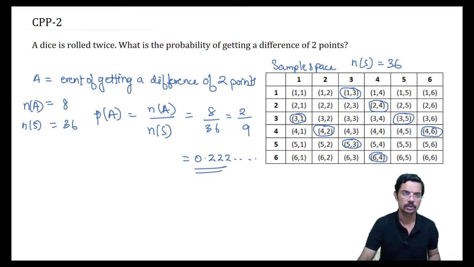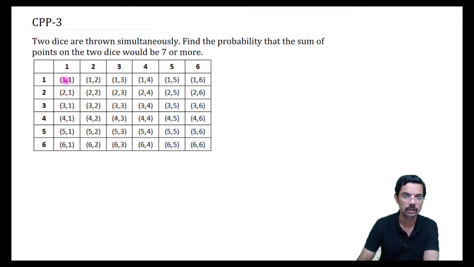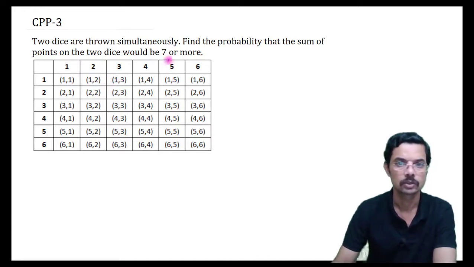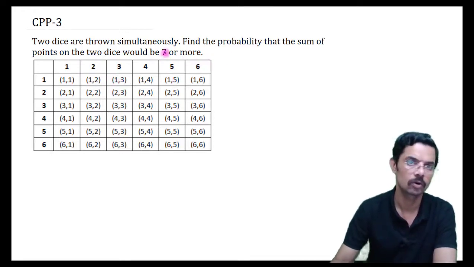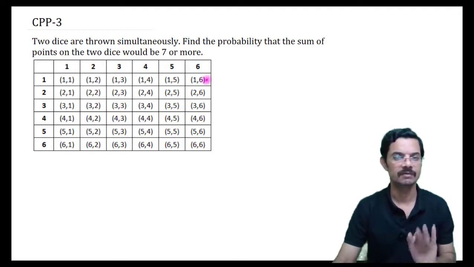Okay, next question number 3. Two dice are thrown simultaneously. Find the probability that the sum of points on the 2 dice would be 7 or more. Let us count. Here it is 1 plus 1 is 2. Here it is 2 plus 1, 3, like that. So it should be 7 or more. Let us count all those outcomes where we get the sum as 7 or more than 7.